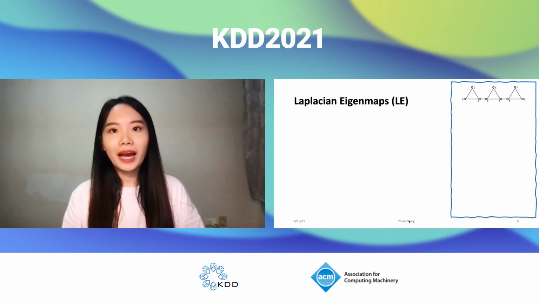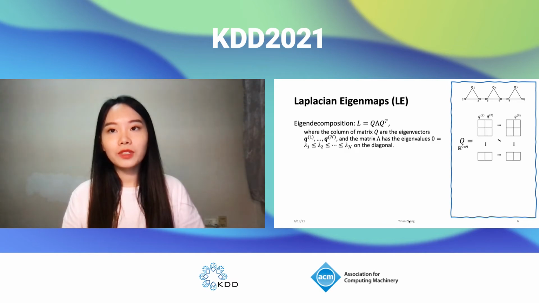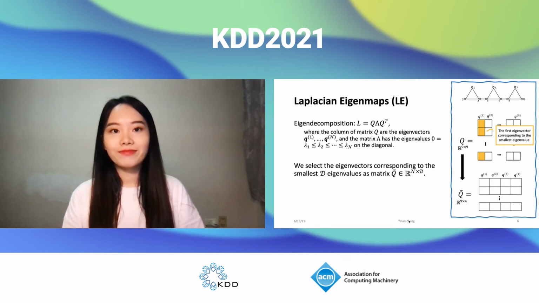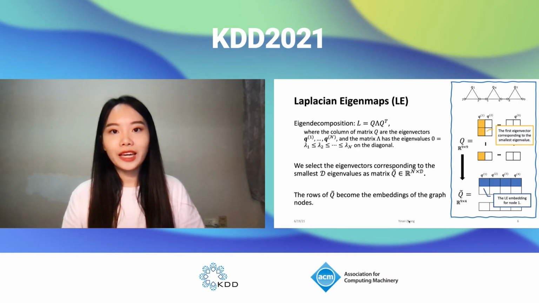To find node embeddings, we compute the eigendecomposition of the graph Laplacian L, where the columns of matrix Q are the eigenvectors from Q1 to Qn, and matrix lambda has the eigenvalues from lambda 1 to lambda n on the diagonal. Then, we select the eigenvectors corresponding to the smallest d eigenvalues as the matrix Q tilde. The rows of Q tilde become the embeddings of the graph nodes.